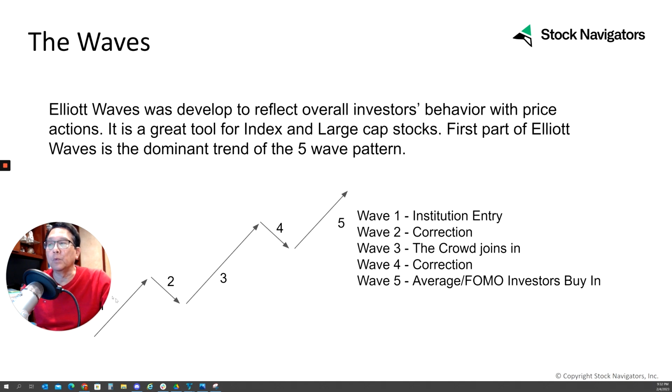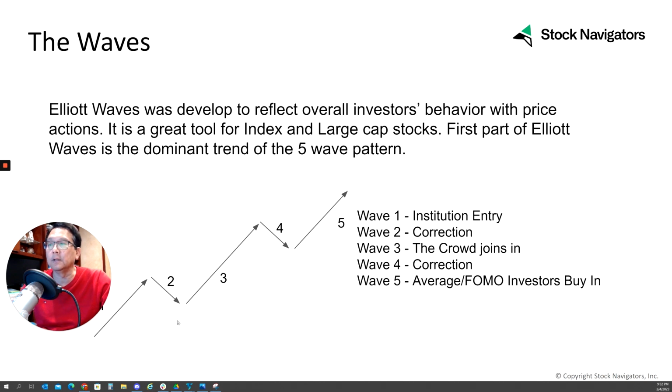So on wave number one, after the market has been coming down for a while, it is able to find support, and then it goes up. That's where the institutions see the price getting cheap and attractive, and they put the money into the first wave up. After that, they will pull back down again so that they can get more shares.